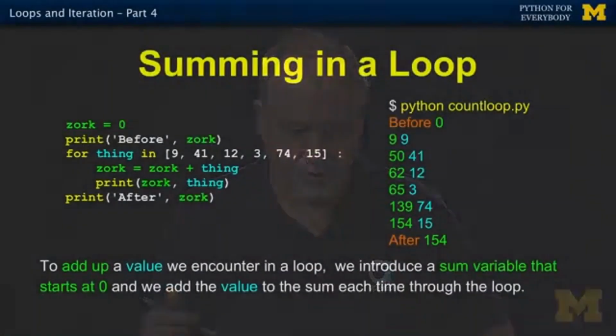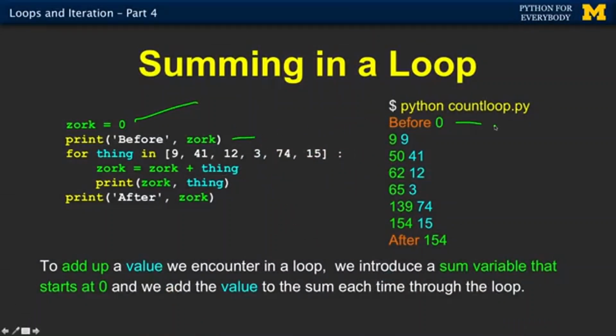So that's counting. The next thing we're going to do is total up a series of values. So in this case, we're going to total them up, which makes a little more sense now. We're going to have another variable, zork. I would probably call this total. During the loop, it'll be the running total, and at the end of the loop, it will be the total. So total equals 0 before, that's the running total of what we've seen.